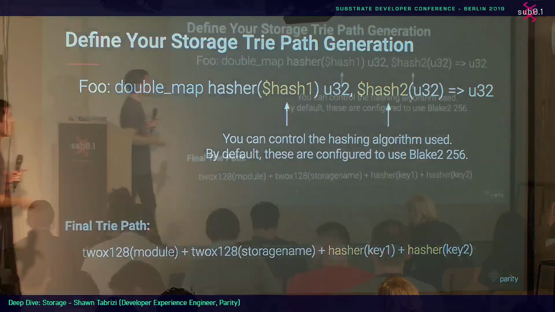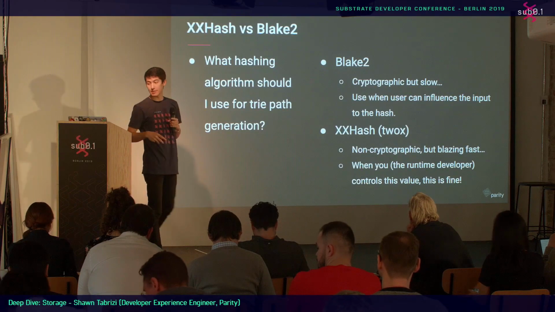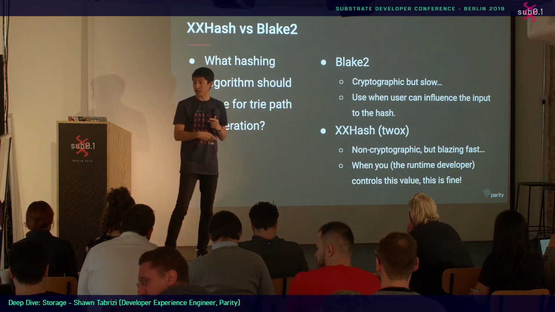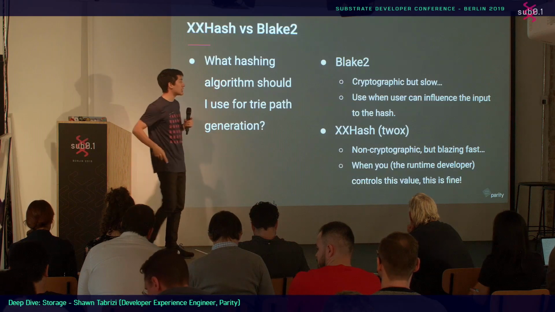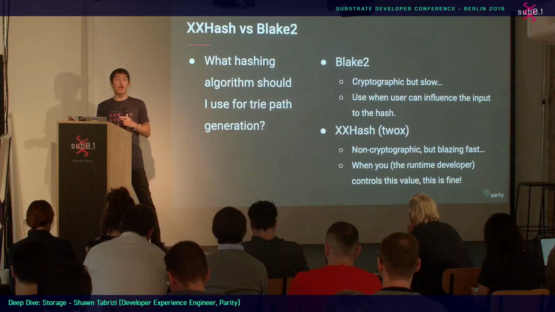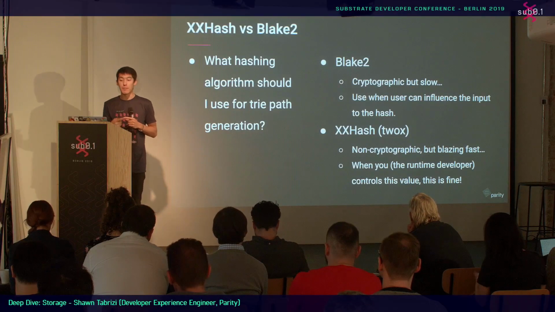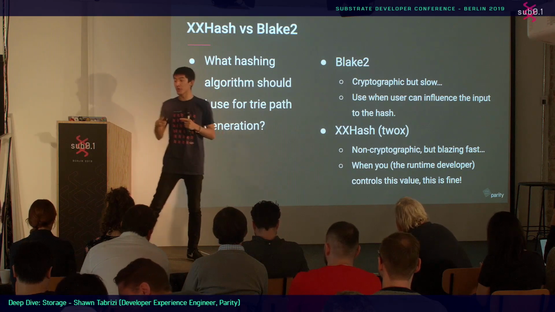Okay? So what hashing algorithm should you use for generating these tree paths? By default we use Blake2 256. Blake2 is a cryptographic hashing algorithm, but it's quite slow. It's important to use this kind of hashing algorithm when the user can influence the input of your hash. If you know the user cannot influence the input, you can use a non-cryptographic but very fast hashing algorithm like XXHash or Twox. This is really useful when you, the runtime developer, control the value.